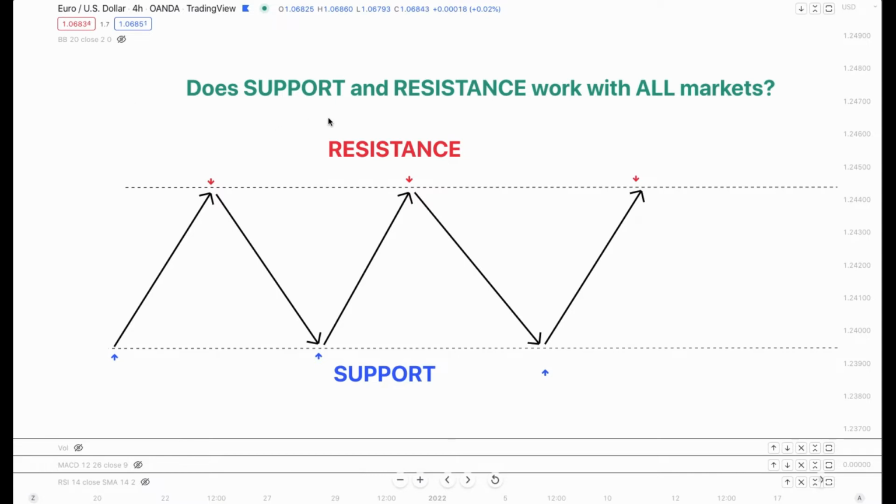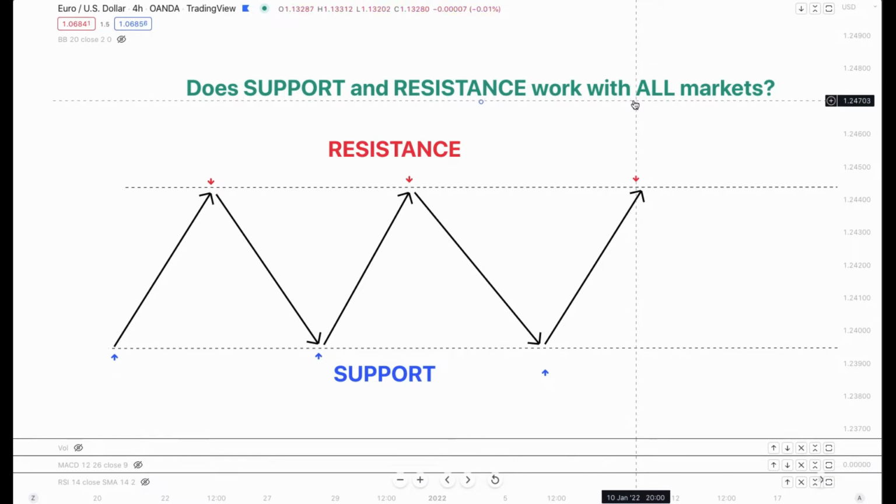So today we are asking the question, does support and resistance work with all markets? Short answer, simple answer, the only answer: yes. Yes, always, everywhere, all the time. That is what I keep saying. Support and resistance does indeed work with every single type of market out there. Whether you are trading crypto or commodities or equities or ETFs or whatever you can think of, support and resistance works with it. This is how we identify levels.